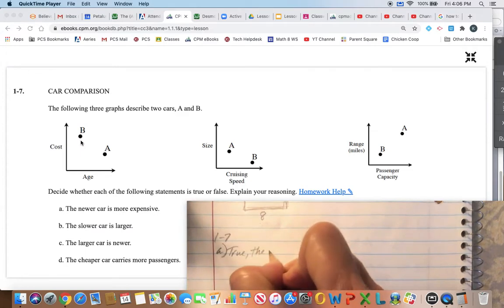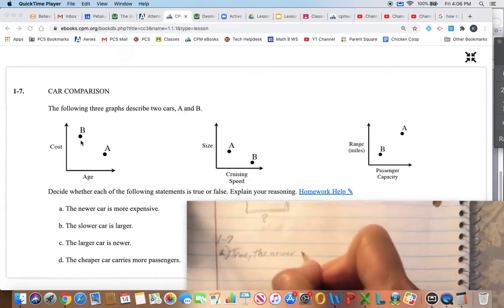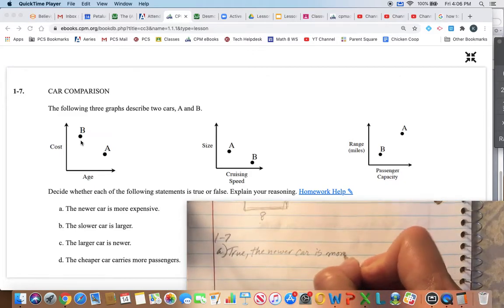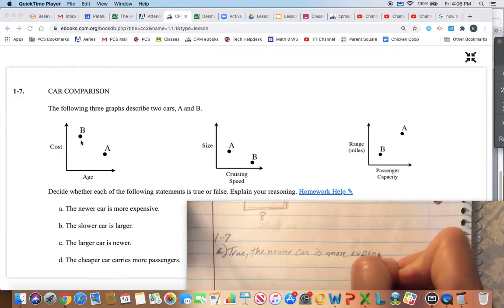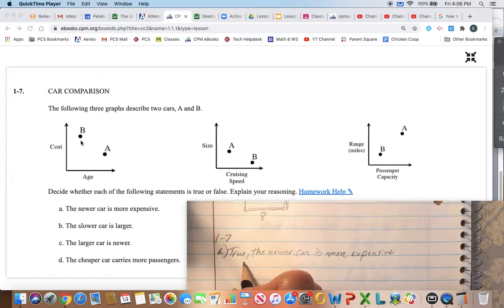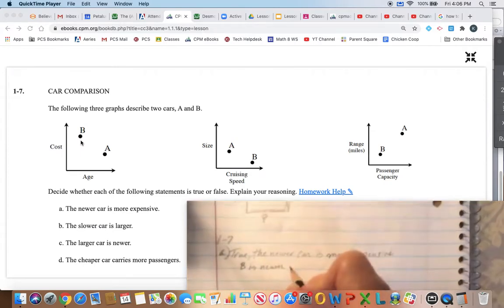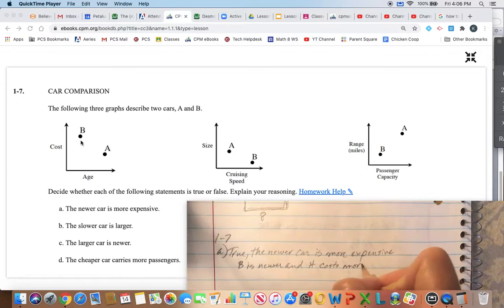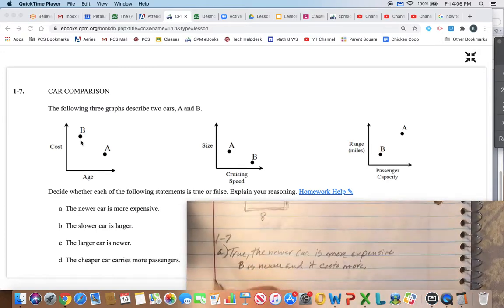The newer car is more expensive. And what's our reasoning there? Well, we can see that B is newer and it costs more. All right, so that's this first statement.